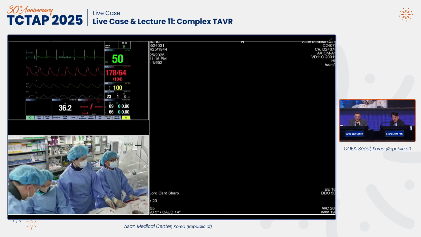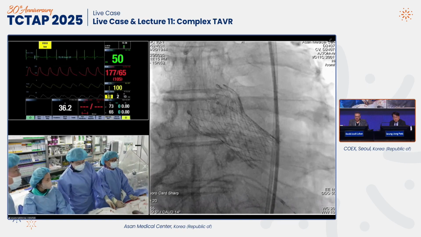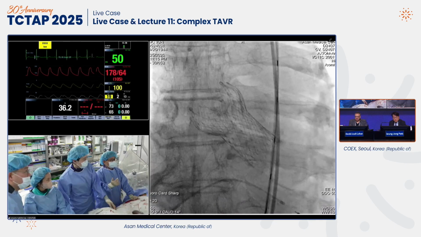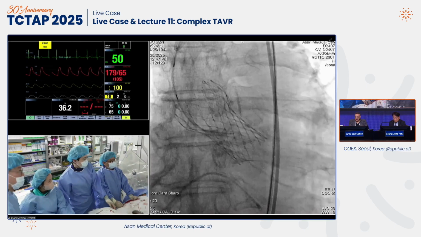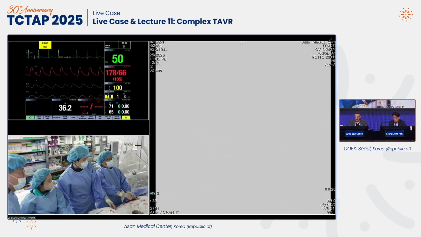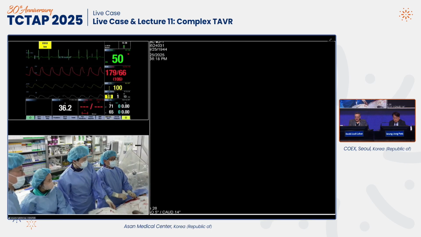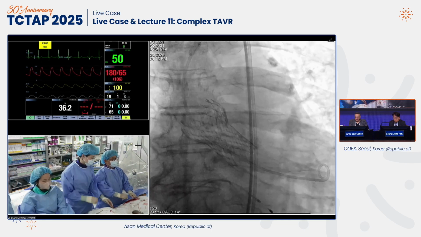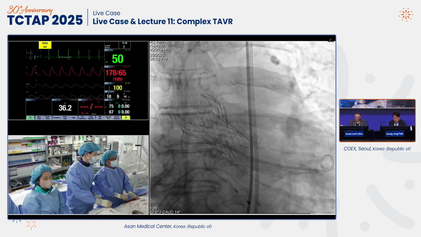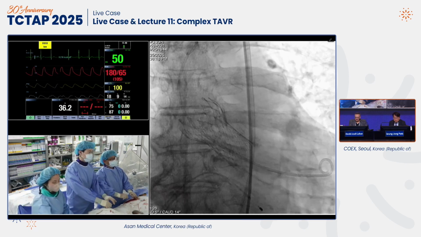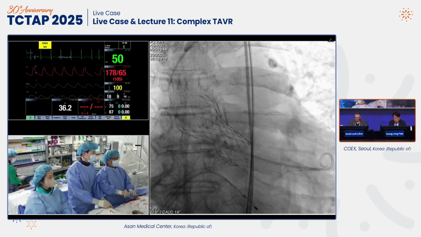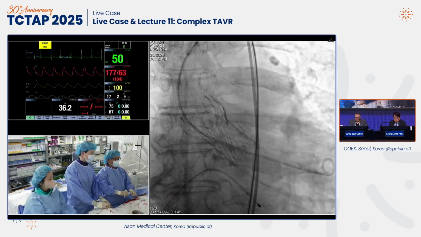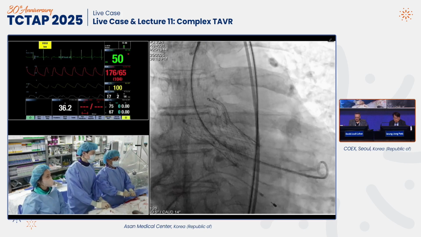Okay. Yeah, these can sometimes be very hard to cross with the wire, especially the Evolut core valves with the tall leaflets. Next, please. Yeah. There you go. Next, please. So finally we succeeded in inserting the wire, because the Vmax is more than 5. Based on the CT scan, there is very huge calcification in the top of the valve. So that is why.